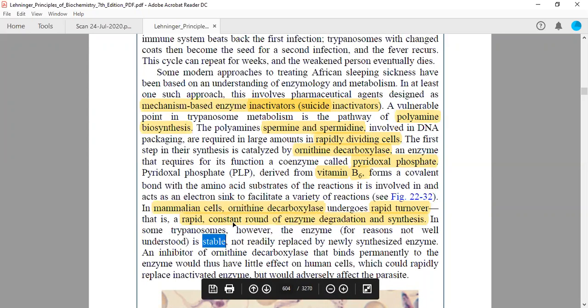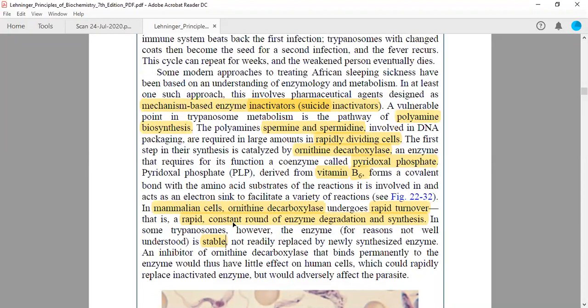This is the main difference between us and the single-celled eukaryotes, which are the causative agents of African sleeping sickness. In the single-celled eukaryotes, the trypanosomes, this enzyme is not synthesized very often. It is very stable, so once it is formed, it will remain for most of the time. But in our cells, it has a rapid turnover. So suppose we take an inhibitor as a drug that inhibits some enzyme, there is nothing to worry about because we have a rapid turnover and will make new enzymes. But it is harmful to the trypanosome because it does not have that rapid turnover of this particular enzyme, ornithine decarboxylase.